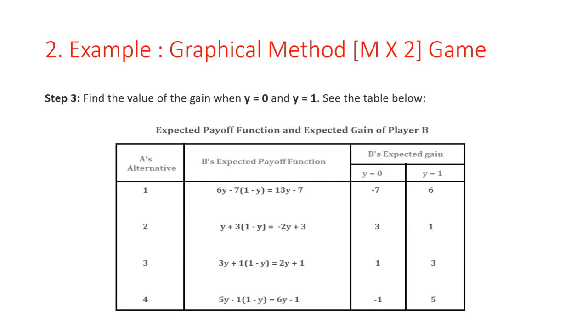For 2y plus 1, if we put y equal to 0, we get the value 1, and for y equal to 1 we get 3. Then for 6y minus 1, putting y equal to 0 we get -1, and y equal to 1 we get the value 5. So these are B's expected gain values.